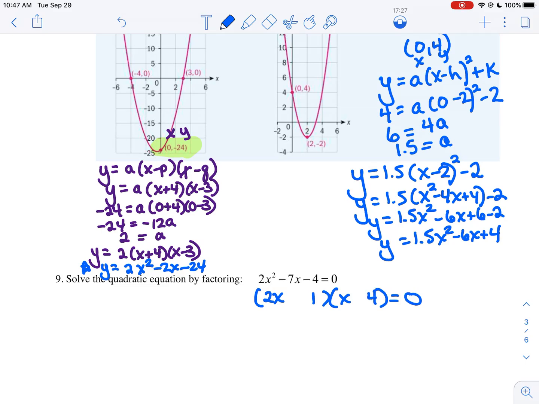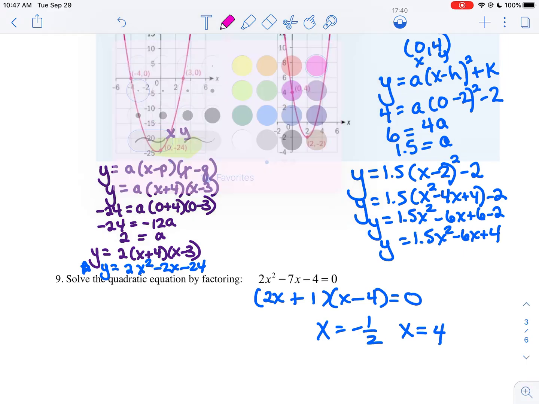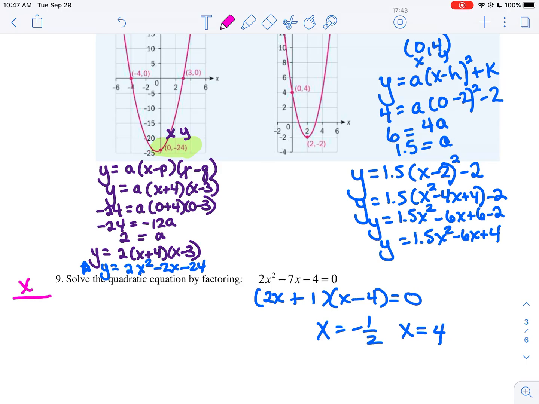So when I put 1 and 4, look at my outer and my inner. That's 8x and 1x, so it's a minus and a plus. Okay, so do you see how fast I did that? If you like the other method, I will go over it. You take what 2 numbers multiply to negative 8, but add up to negative 7.